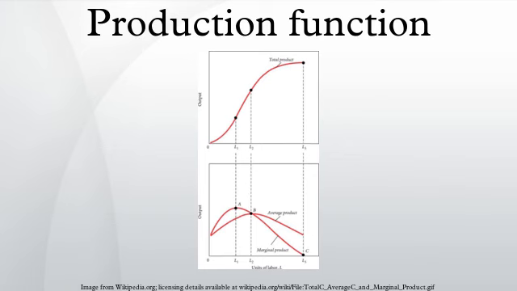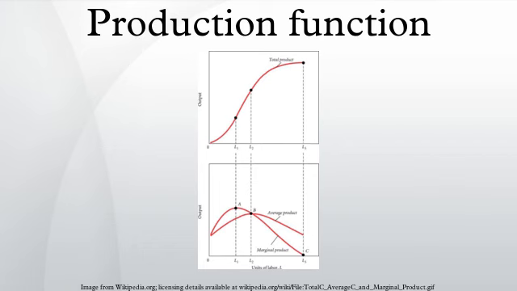Homogeneous and homothetic production functions. There are 2 special classes of production functions that are often analyzed. The production function is said to be homogeneous of degree n if, given any positive constant k, f(kx) equals k to the n times f(x). If n is greater than 1, the function exhibits increasing returns to scale, and it exhibits decreasing returns to scale if n is less than 1. If it is homogeneous of degree 1, it exhibits constant returns to scale.